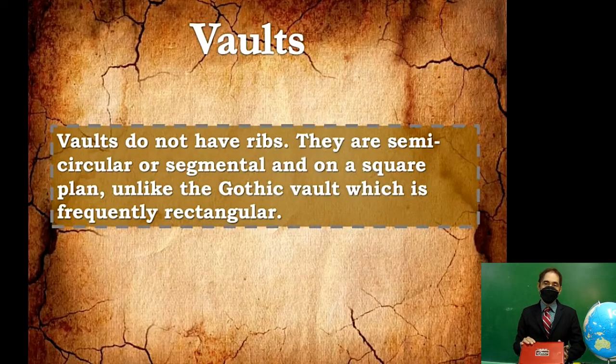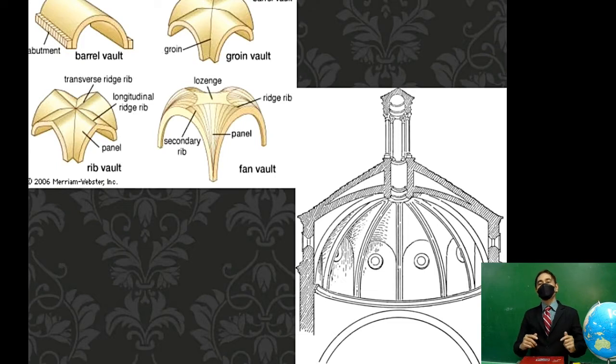The vaults. Vaults do not have ribs. They are semicircular or segmental on a square plan, unlike the Gothic vault, which is frequently rectangular. So these are the different types of vault. On top, the barrel vault, followed by the groin vault, the rib vault, and the fan vault.